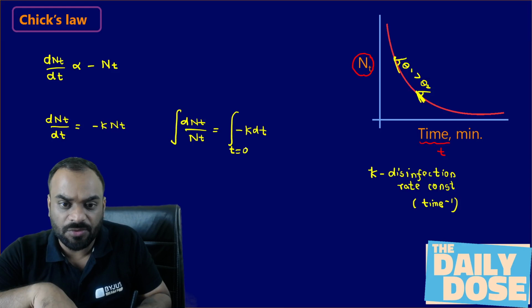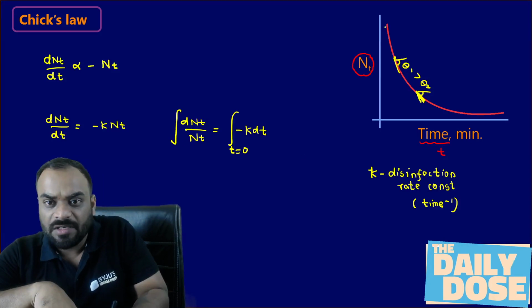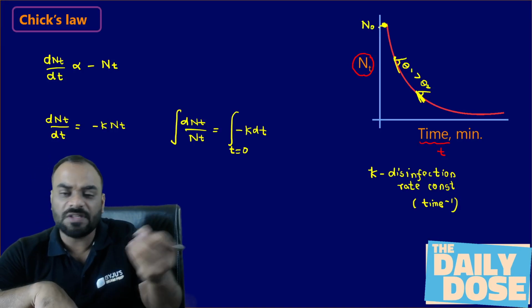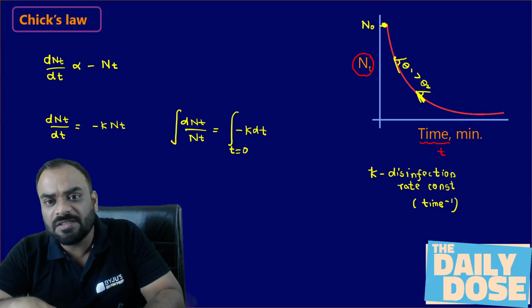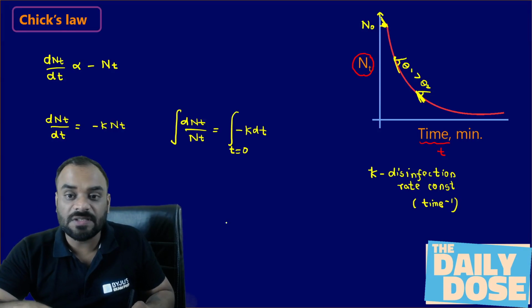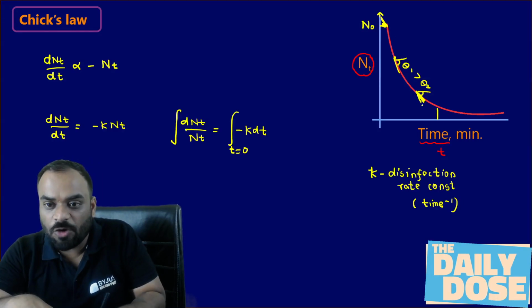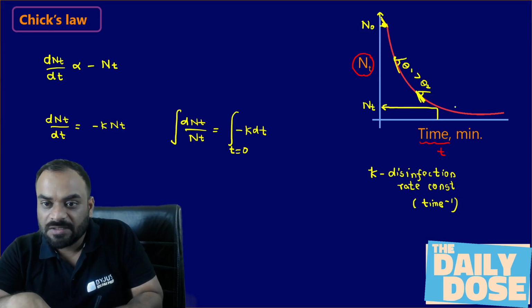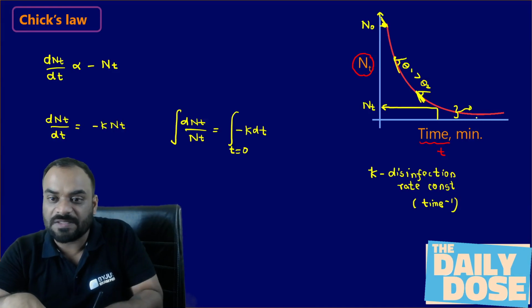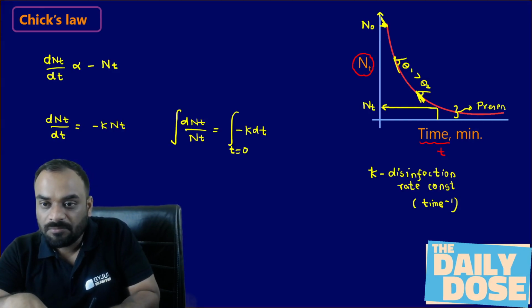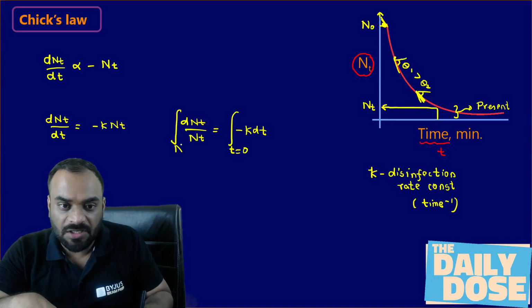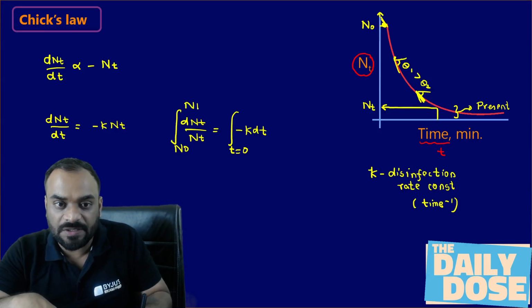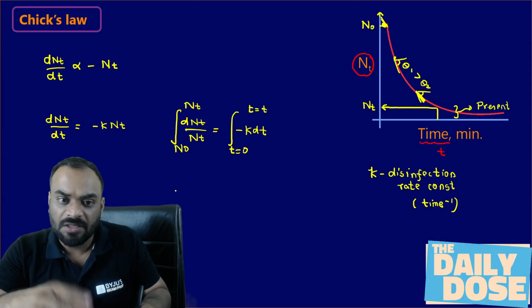When t is equal to 0, how many microorganisms do we have? Let us consider the number of microorganisms present at t equal to 0 is N0, which is our initial number of microorganisms. Kindly consider this N0 is connected to the y-axis. And after time t, let us consider this is our Nt value. So the initial value is N0 and the final value is Nt when time t is equal to t. So let's do the integration.